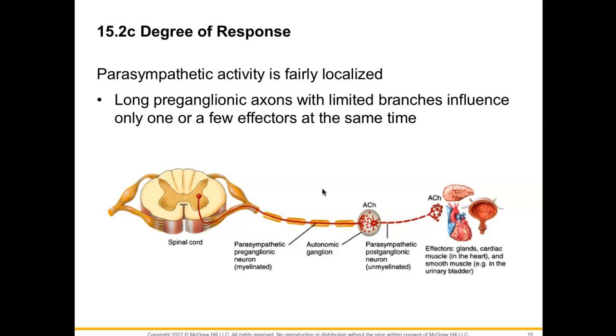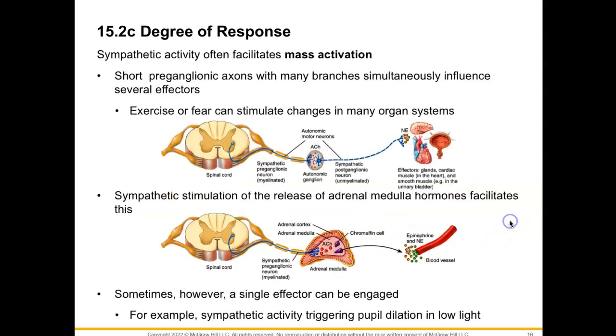Now let's take a look at the degree of response. Our parasympathetic activity is fairly localized. We have those long preganglionic axons with limited branches that are going to influence only one or a few effectors at the same time. Our sympathetic activity is a bit different.